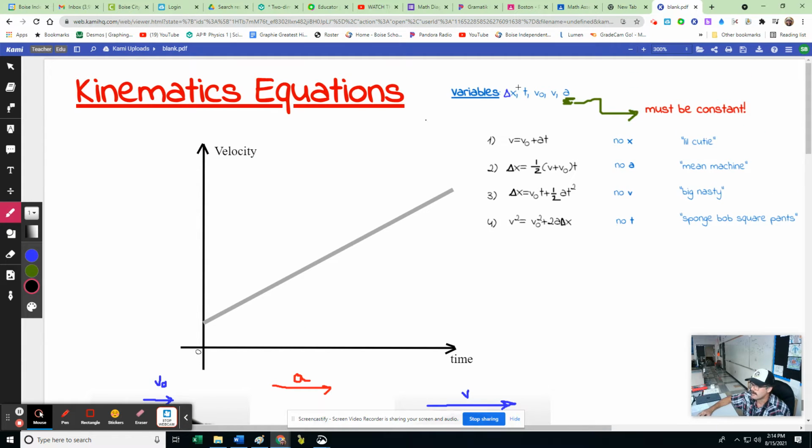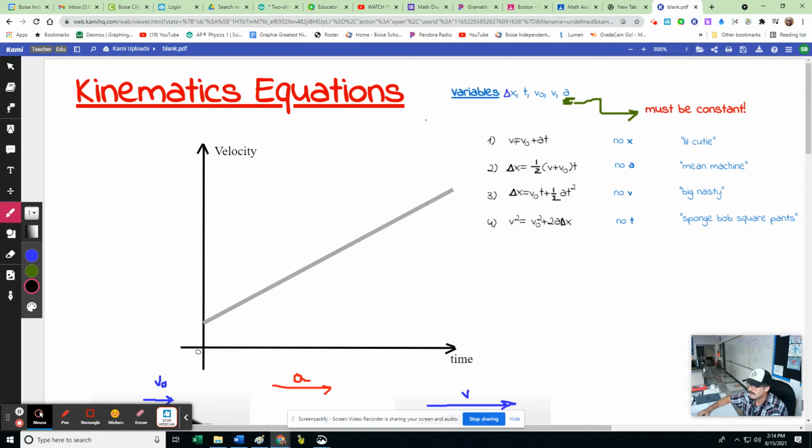So our variables we're going to be working with are change in position, time, initial velocity, final velocity, and acceleration. And once again, acceleration must be constant for these relationships to be true. Okay, so I'm going to come up with these equations in this sequence, 1, 2, 3, 4. And these are the equations we typically use.